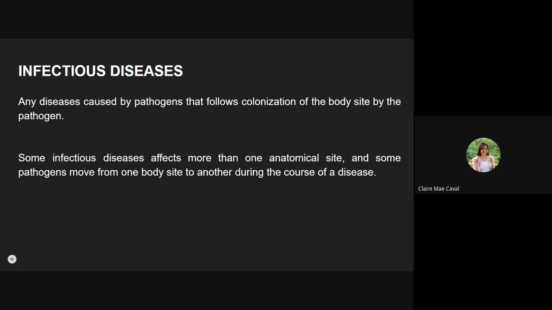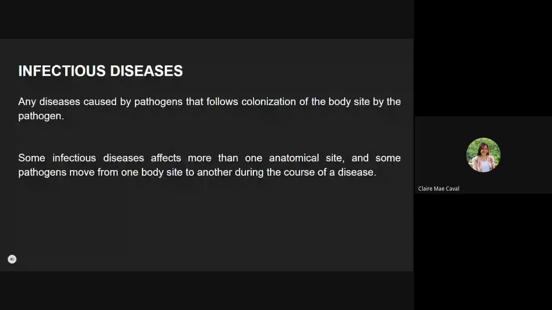Infectious diseases are diseases caused by pathogens, or disease-causing microbes, that follow colonization of the body site by the pathogen. What does it mean? These pathogens inhabit the body, and not just one anatomical site of our body. They can also move from one body site to another during the course of a disease. They can cause diseases simultaneously or one after another. These pathogens proliferate and eventually cause diseases.